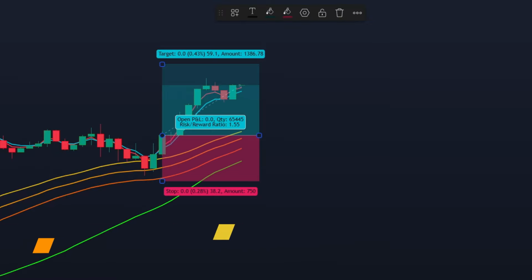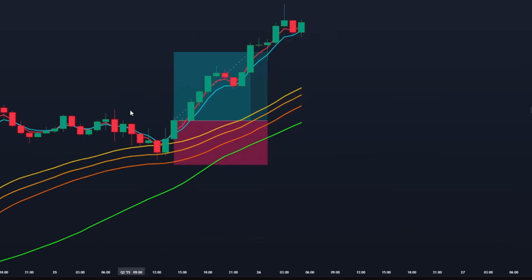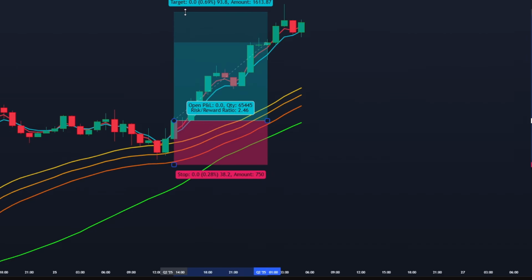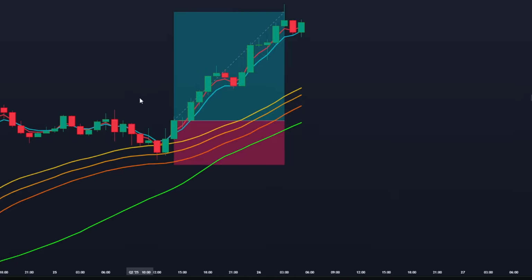To make this setup even stronger, always check the price action around the pullback. For example, if you see small candles forming inside the ribbon, and then a breakout candle that closes above them, that's a sign the pullback has ended and buyers are stepping in. Combine that with the red and blue lines crossing above the ribbon, and that's your perfect entry.